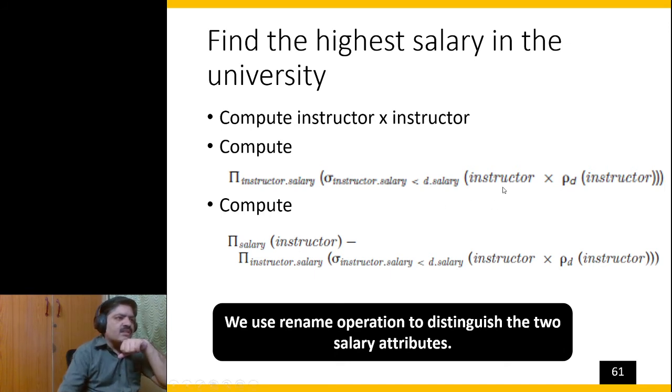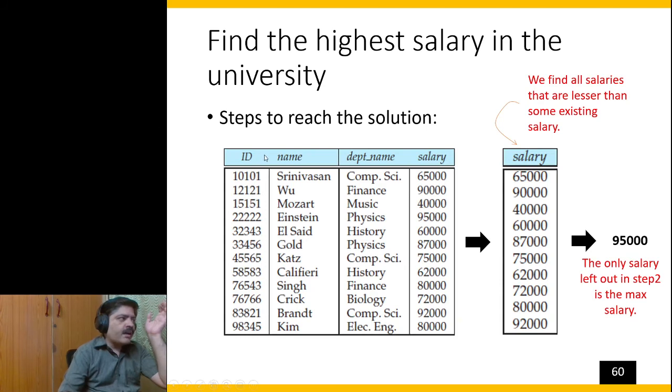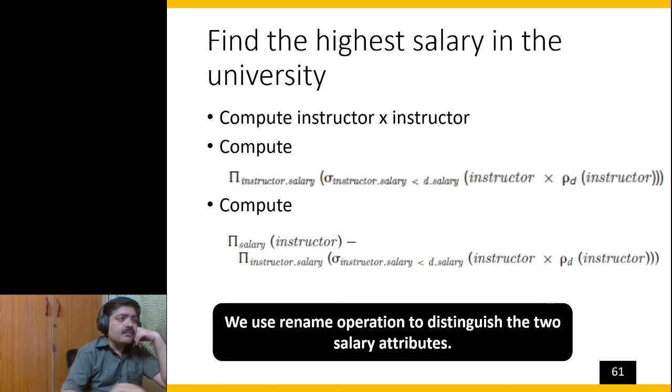I take instructor and do a cross product with instructor itself, right? And when I do this, I want to avoid the ambiguities of all the columns. So I just rename instructor as D, right? If I don't do this, then I have instructor dot id and instructor dot id. Now how am I going to have both of them in the output? So that's where the rename operation comes very handy.